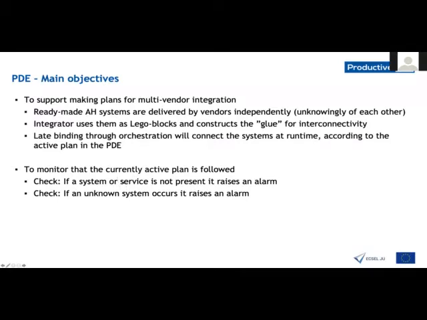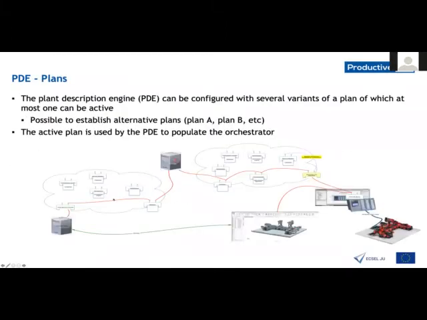We check if a system or service is not present, you get an alarm. We check if an unknown system occurs. It raises an alarm also then. The plans can be set up in variants according to plan A, plan B, plan C, and so on. And the active plan is used by the PDE to populate the orchestrator to make sure that we fulfill the plan at integration.